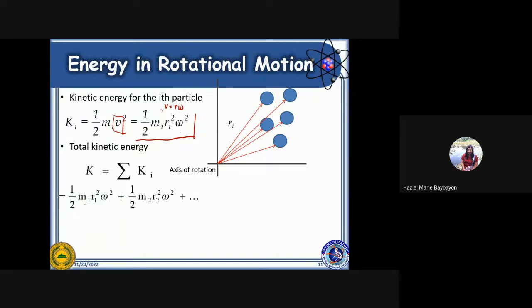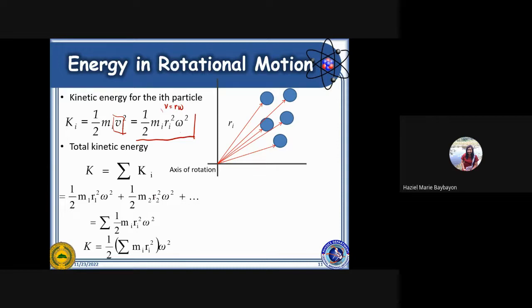Now, we can generalize this. So, pwede na nato i-factor out ang 1/2 because it will be common to all components sa imong kinetic energy. And then also, omega is constant. So, pwede pud siya ma-factor out. Okay? So, ato lang dayon i-add is ang m1 r1 squared, m2 r2 squared, and so on. So, let's do that.